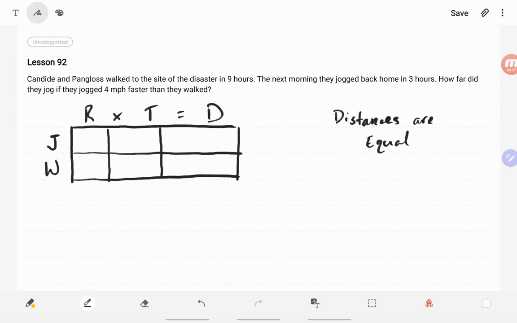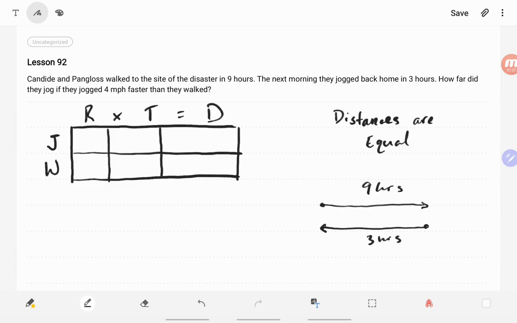We've got Candid and Pangloss, strange names, walked to the site of the disaster in 9 hours, right? So they were someplace, they walked to a site, and it took them 9 hours to get there. The next morning, they jogged back to their starting point, and it took them 3 hours to do that. So we want to know distance. How far did they jog if they jogged 4 miles per hour faster than they walked?